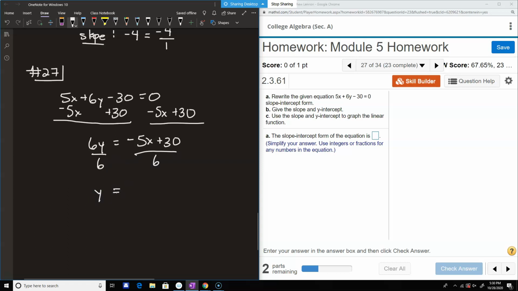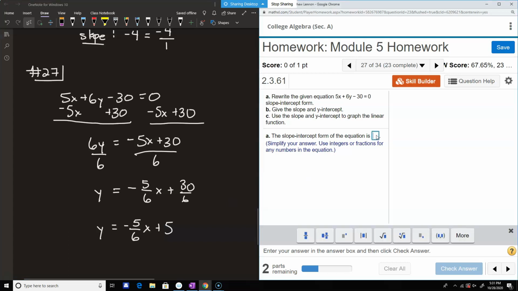So we have y on the left-hand side, but on the right-hand side you have like one big complex fraction. So remember that you can separate those into two terms by using the common denominator, right? You don't have to put things together with a common denominator. You can also split them apart. So really this is the same as minus 5 over 6 times x plus 30 over 6. And in simplified form, that is y equals minus 5 over 6x plus 5. So we see that we have a y-intercept of 5 here and a slope of minus 5 over 6.